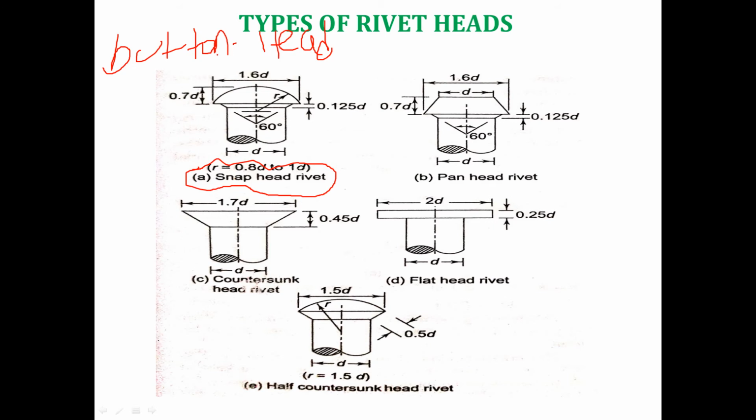Fine. The diagram will clearly tell you the dimensions, so no need to explain. And this snap head rivet is mostly used in boilers, pressure vessels, and in general engineering applications such as in railway bridges. What is a pressure vessel?